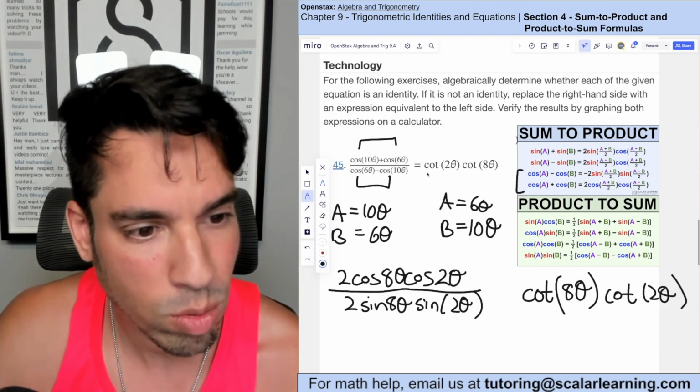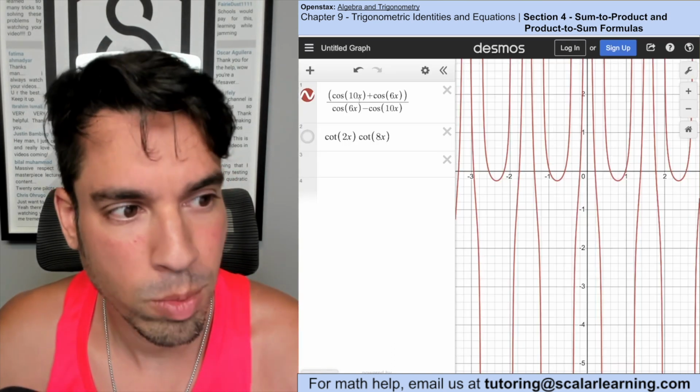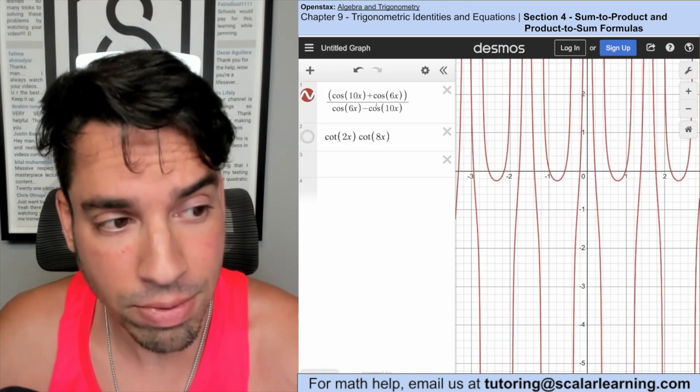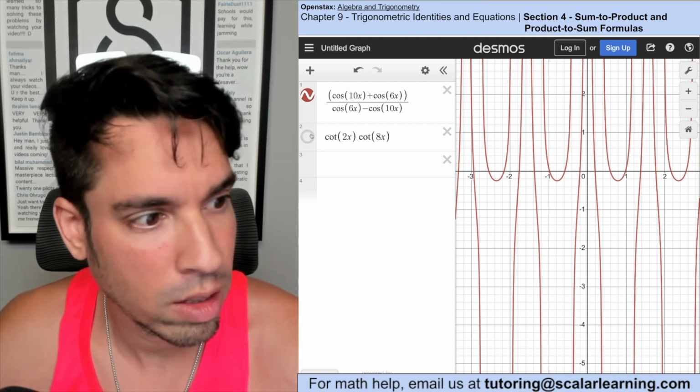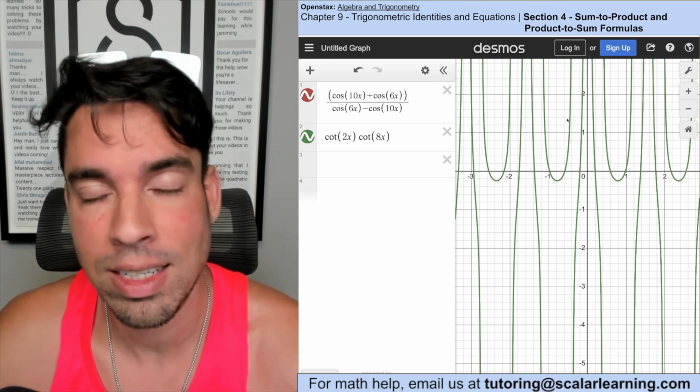And guess what? That's what we had on this side. Just the order's different, but it's the same thing. And just so you can see in Desmos, this is the side on the left, the expression on the left. This is the one on the right. And look at this. They're right on top of each other. So again, that verifies that this is indeed an identity.